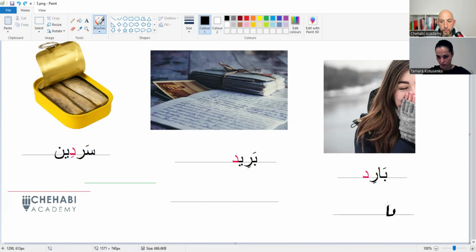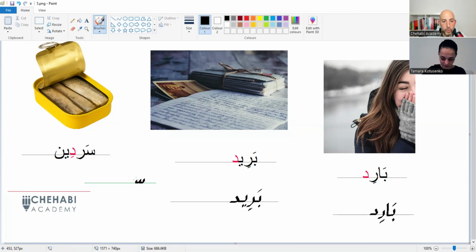Ba, alif. After the alif, I have to leave a small gap. Ra. Then raise my hand once again. Dal. Barid. Barid, post mail. Ba, and then a little bit up, and then down. Leave a gap. And look, when I'm writing the dal, I have to go diagonal. You see? And the last word, sardine.